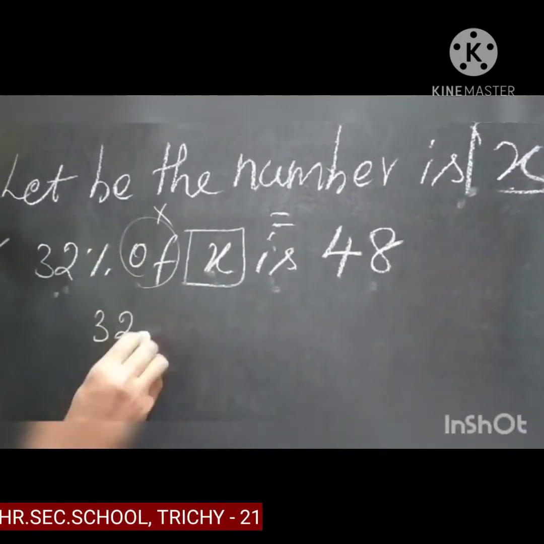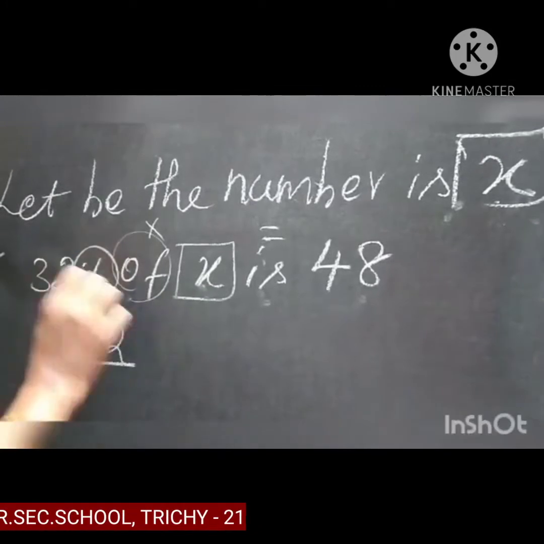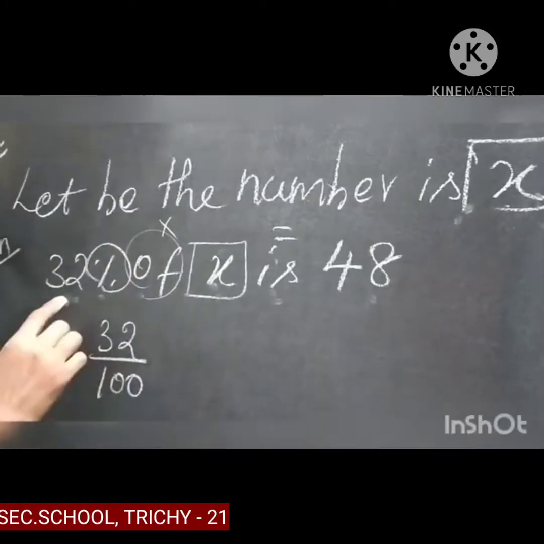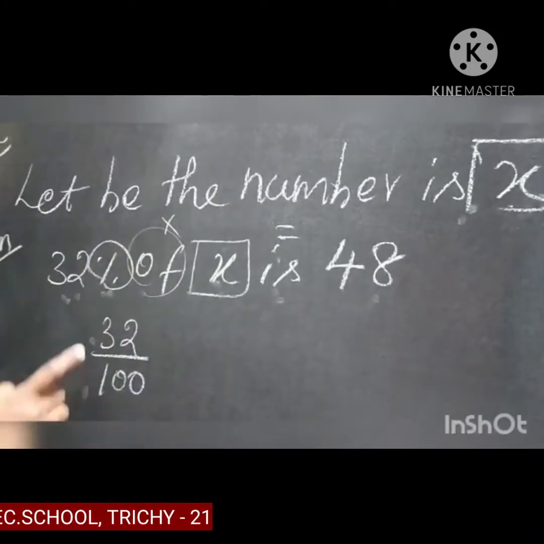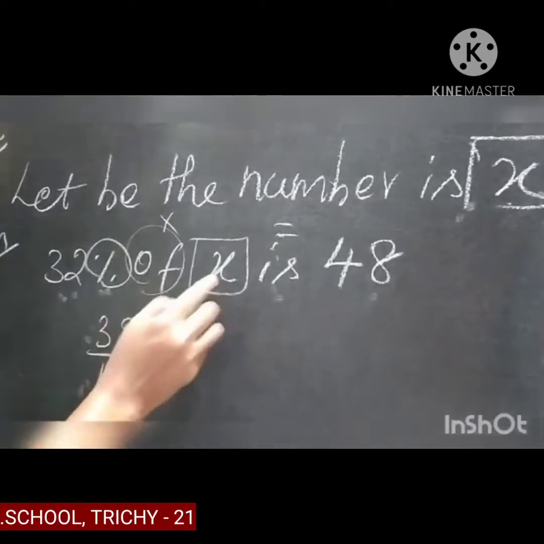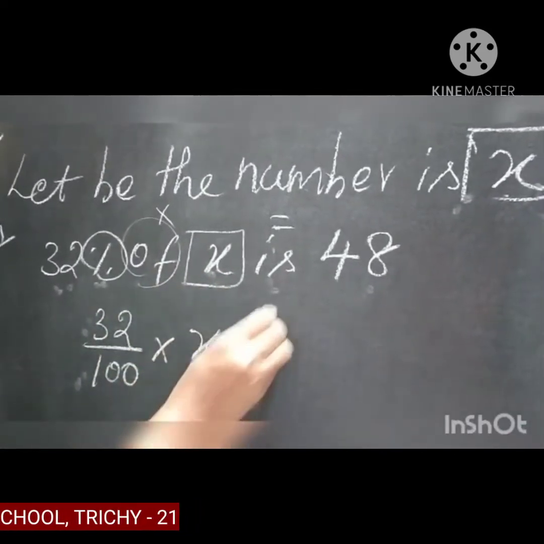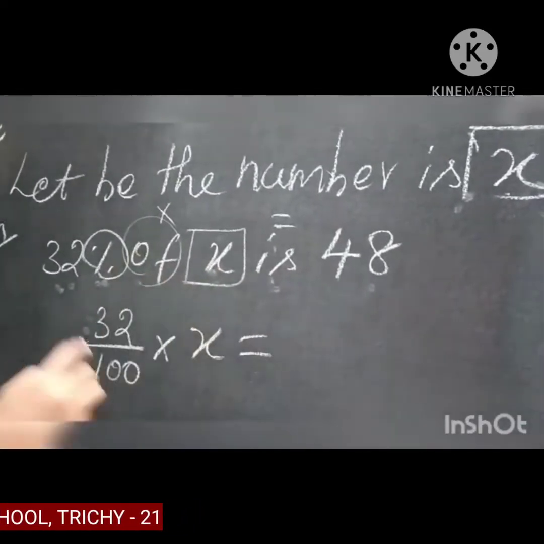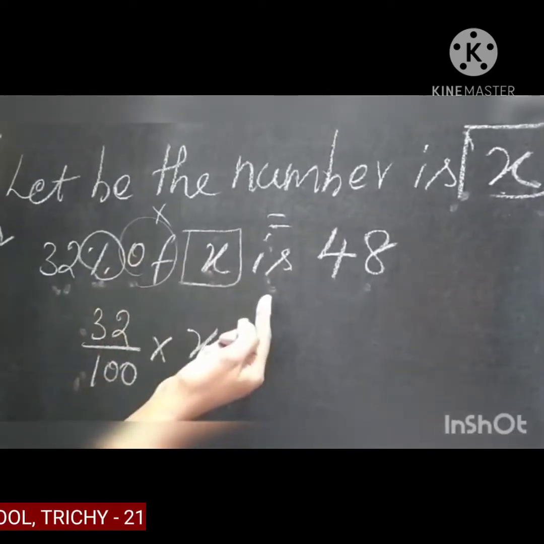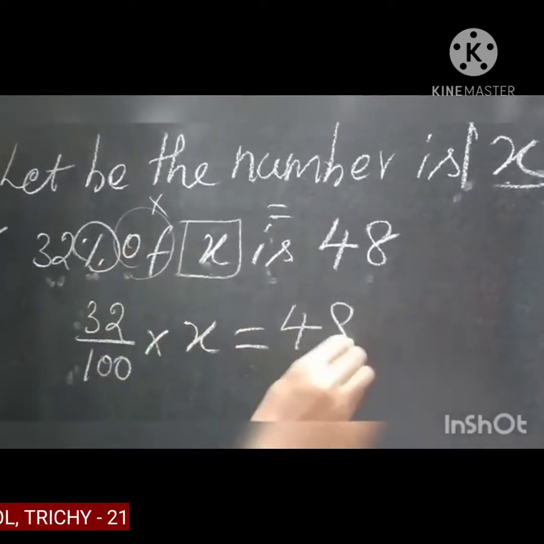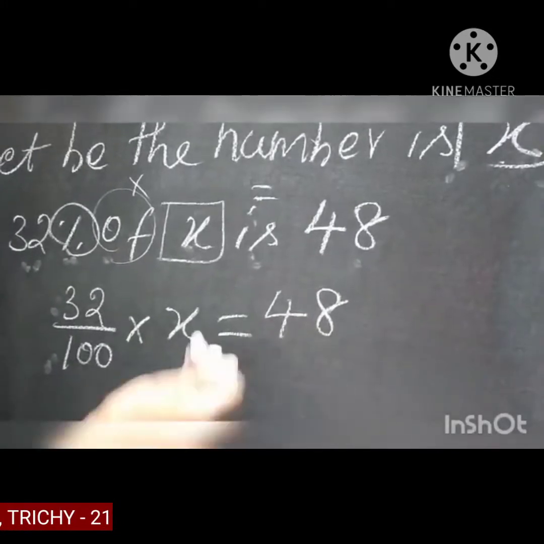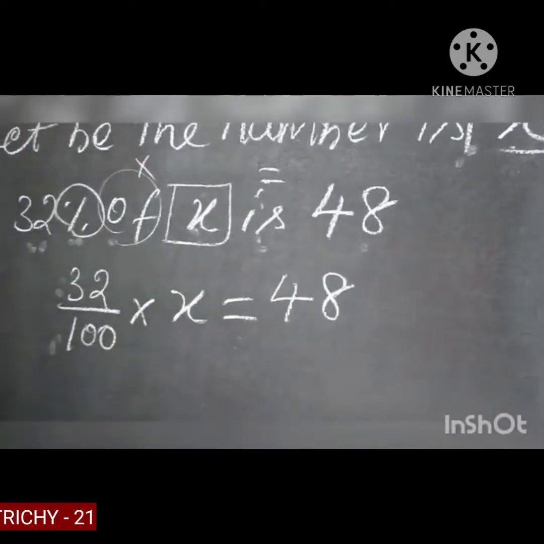So 32 percentage means you have to apply by 100. 32 percentage means, in fractional form, 32 by 100 of x. So into x is equal to 48, that is 32 percentage of x equal to 48. So now this is the equation. So as usual you have to find out the value of this x.